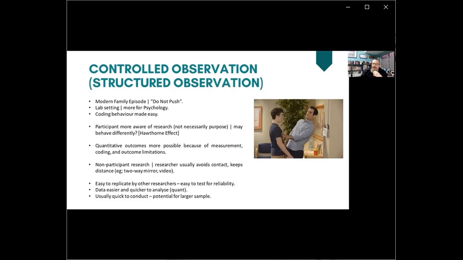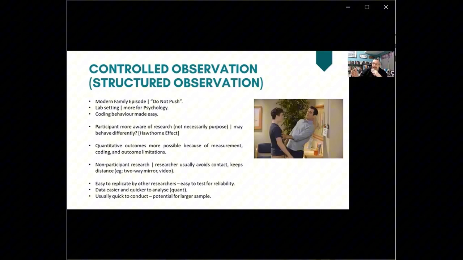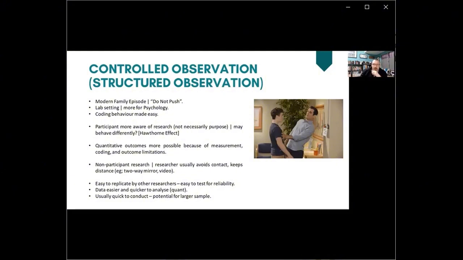The data becomes easier and quicker to analyze because it's quantitative. You're simply plugging or extracting, converting into numbers so that you can make analysis rather than trying to put emotions, opinions, perspectives, and other layers of analysis into it. And because it's usually relatively quick to conduct, it's repeatable, and you've got it set up to be repeatable, you actually have the potential to have a larger sample size with this.